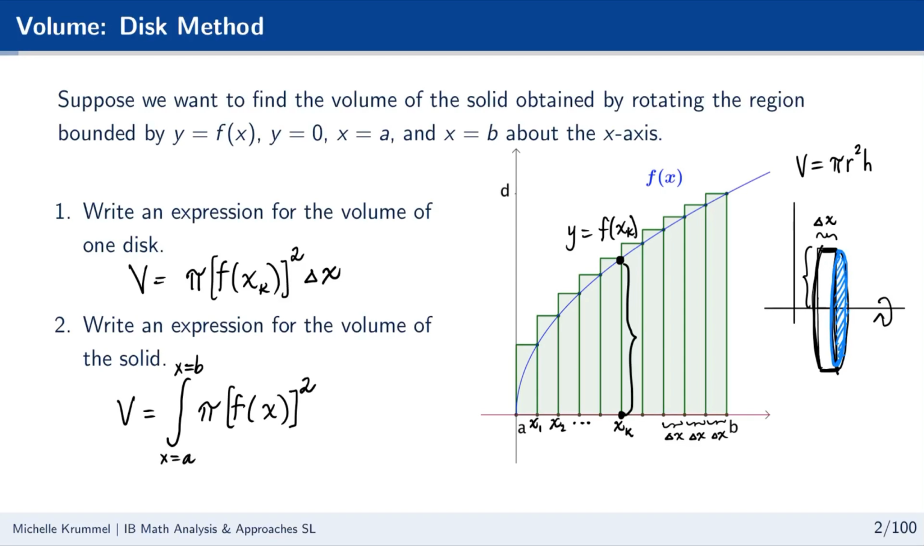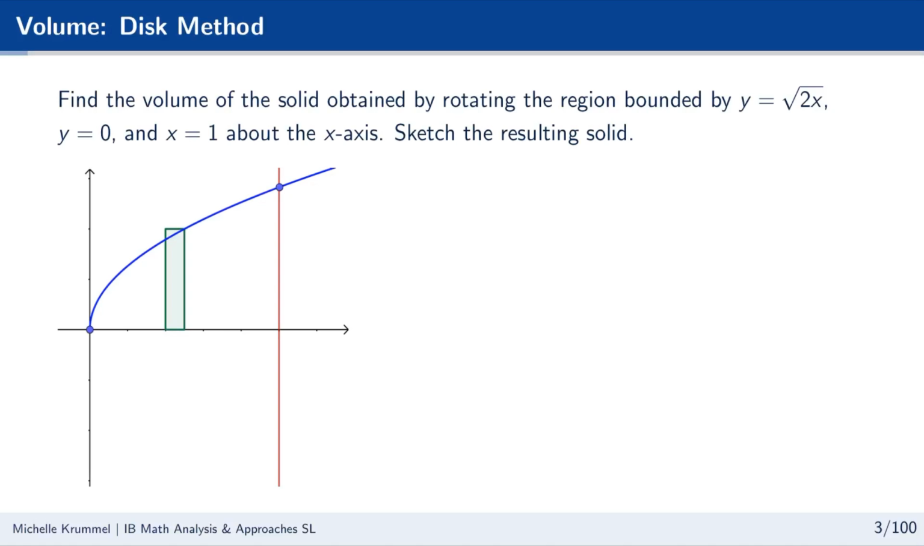Because when we actually compute the Riemann sum, the summation takes care of that k. And then the delta x we're going to rewrite here as dx. So this is going to give us a way, using a definite integral, to calculate the volume of this solid of revolution. Let's look at this example.